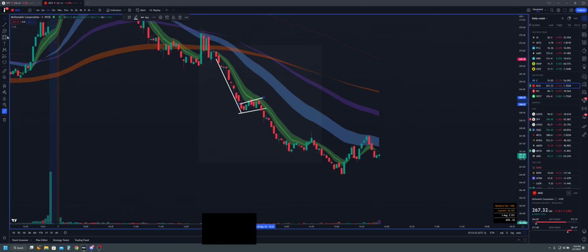Make sure it's doing this right here, and that it's giving you some sort of rectangle consolidation.